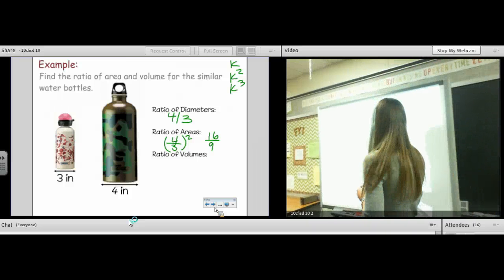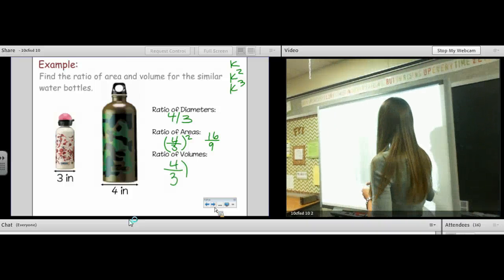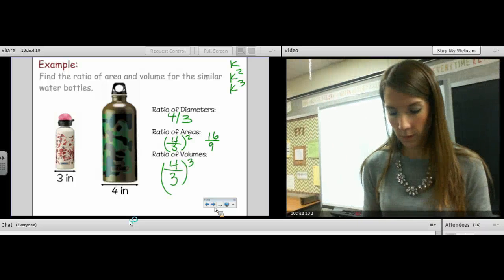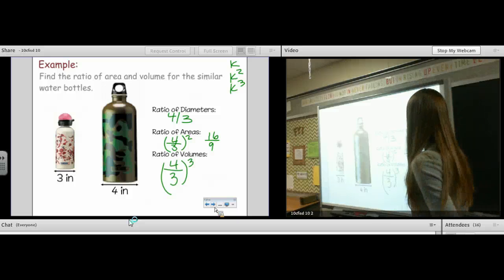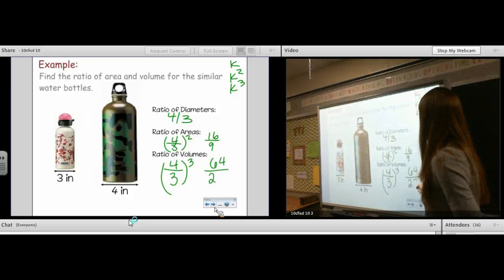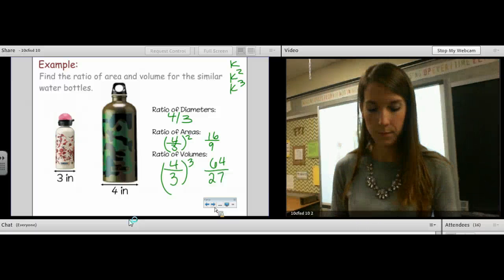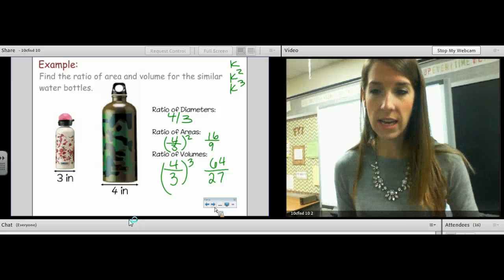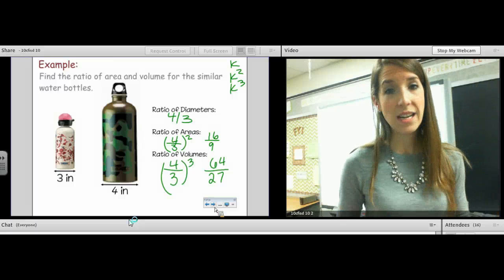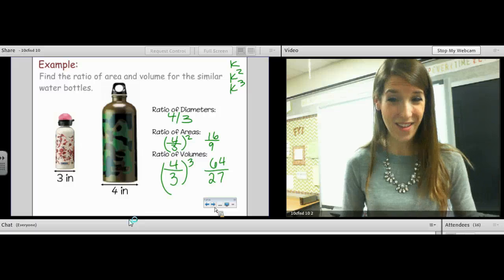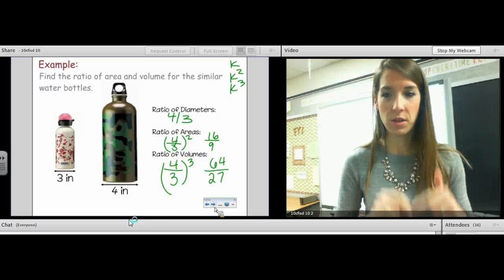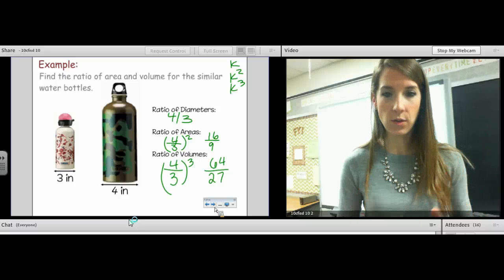We take our scale factor and we raise it to the third. So 4 to the third is 64. And 3 to the third is 27. And once again, it cannot be reduced. So those would be our answers. 4 thirds, 16 ninths, and 64 27ths. Okay? To the 1, to the 2, to the 3. 1D, 2D, 3D.